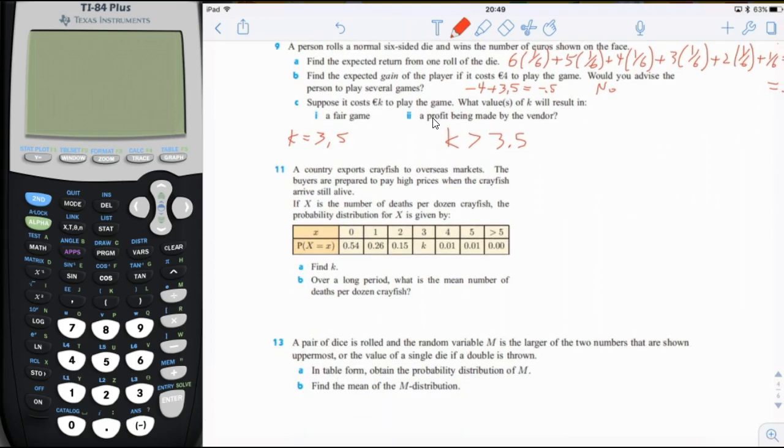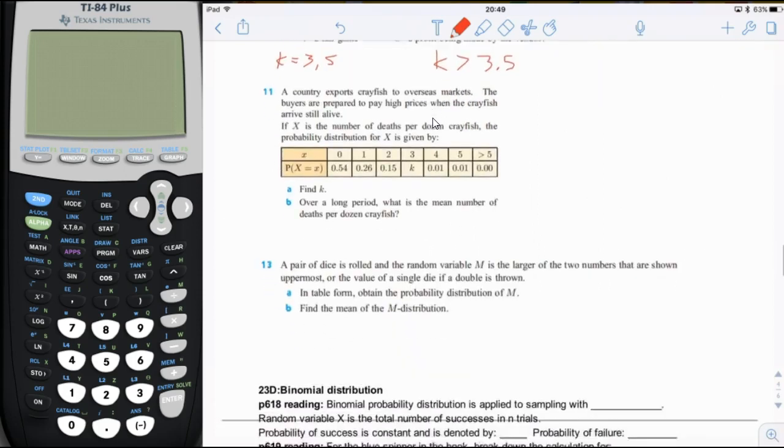11. A country exports crayfish to overseas markets. The buyers are prepared to pay high prices when the crayfish arrive still alive. If X is the number of deaths per dozen crayfish, the probability distribution for X is given by the following. Find K, and over a long period, what is the mean number of deaths per dozen crayfish? Okay.